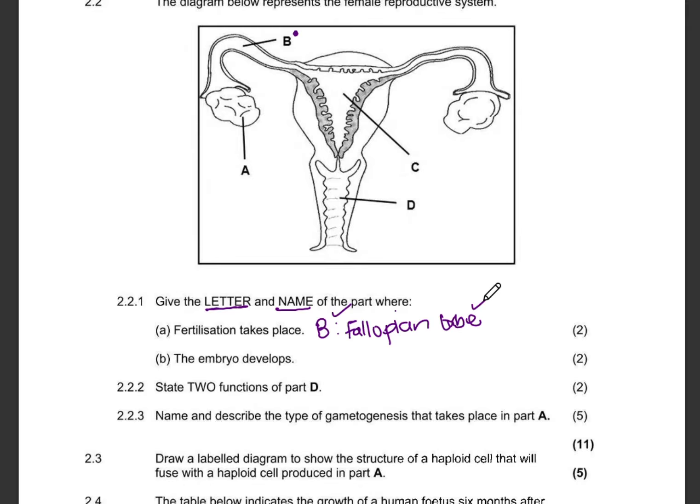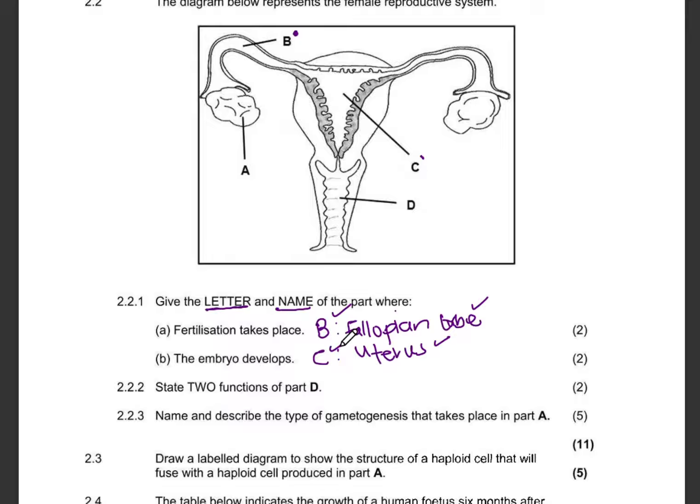Letter and name of the part where the embryo develops. That will be in the endometrium, which is part of the uterus. So C is the letter and the name is uterus. So then a mark for the name, a mark for the letter.